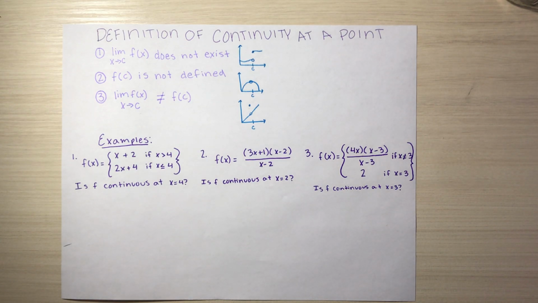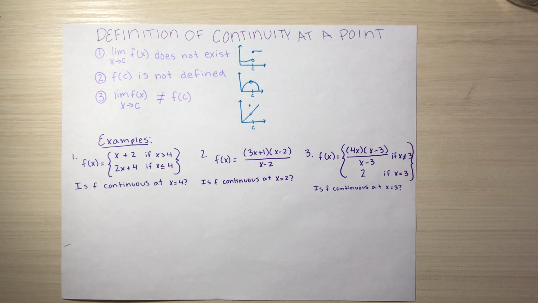Alright, so this is the definition of continuity at a point. There are three basic rules for determining continuity at a point. Number one: if the limit of f of x as x approaches c does not exist, at a point c, then the graph is not continuous at that point.